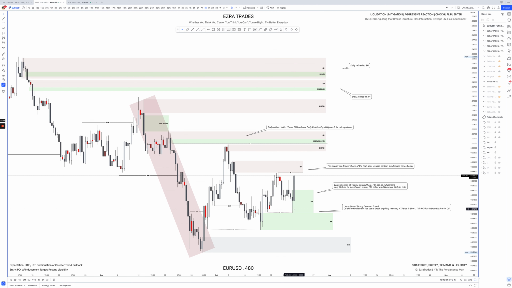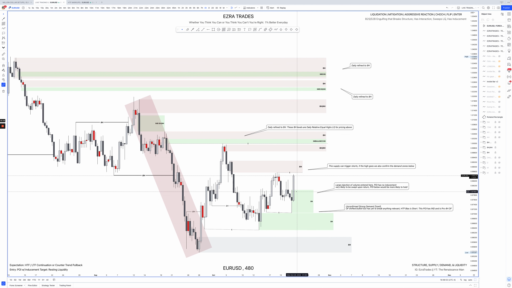From this high to this low, this high failed to break and close below that low. It somewhat swept it. We have relatively equal lows. This high is technically weak. So I'm not expecting it to hold the same way as I'm not expecting this to hold, right? So there's a large injection of volume that entered here, but the POI doesn't have any inducement. So in my mind, I would actually expect this to get swept. Doesn't mean it has to. That's why I'm expecting a reaction here.